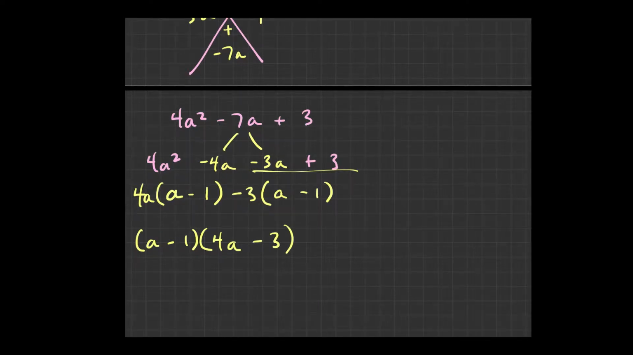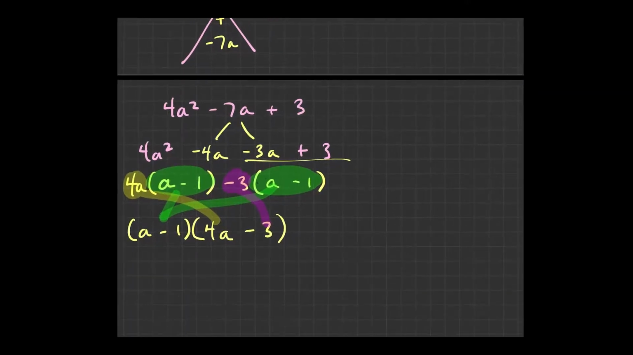Okay? So here's kind of where I'll try to color code it. So here's my a minus 1, a minus 1. So the a minus 1s get factored out. And then I get a 4a, which is over there, of course, and then a minus 3 is over there. So yeah, that's the gist of it.